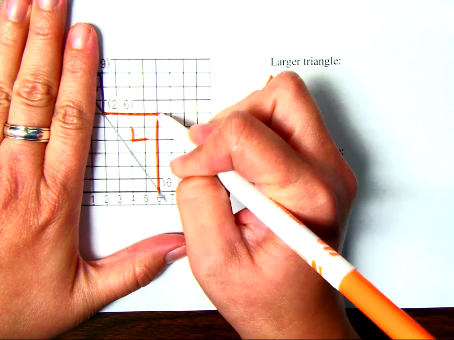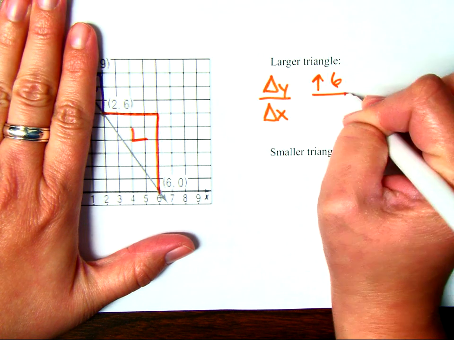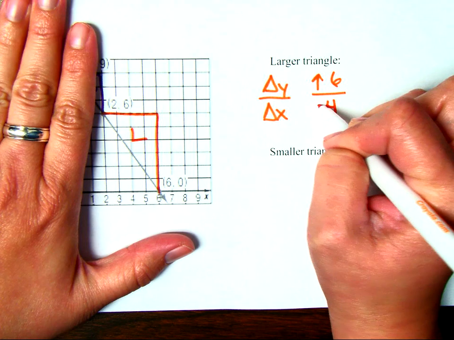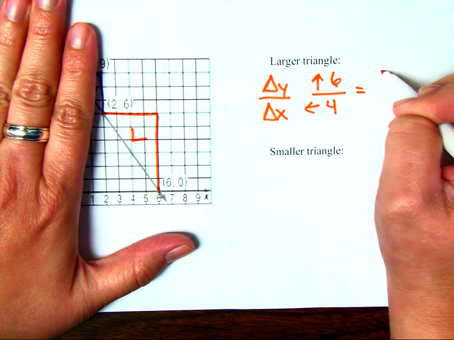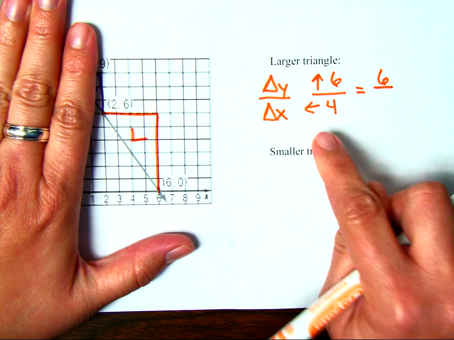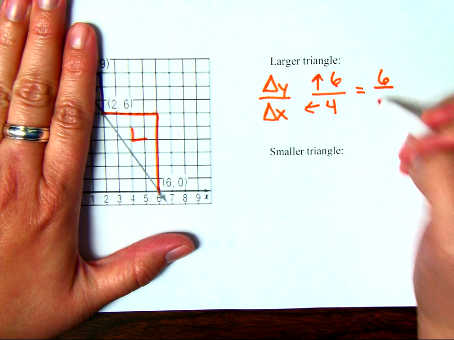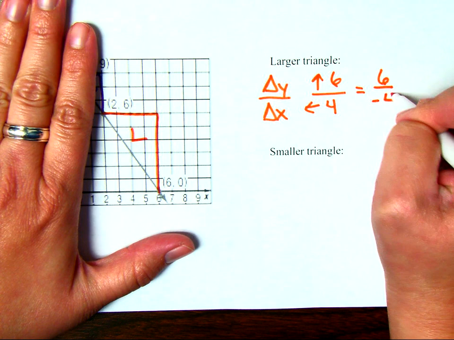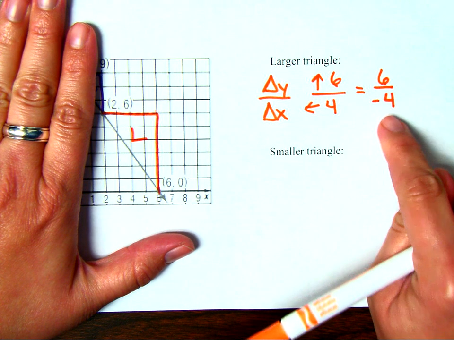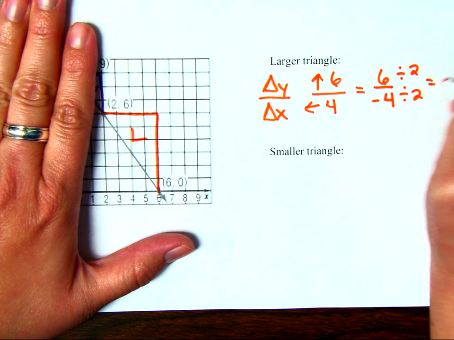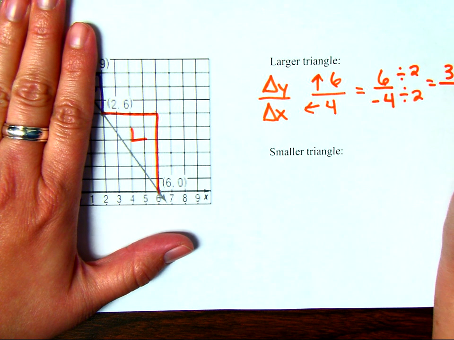And then 1, 2, 3, 4 to the right. So up 6 is positive 6. I'm sorry, I said 4 to the right. I meant to say 4 to the left. I drew my arrow right. I just realized I said that wrong. When I go to the left, that's a negative 4. But we can reduce these numbers by 2. 6 divided by 2 is 3. Negative 4 divided by 2 is negative 2. So that's what we're looking for.